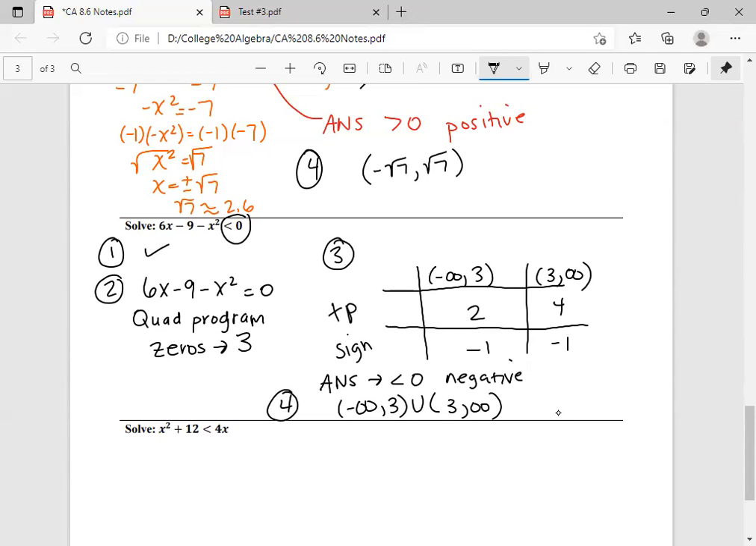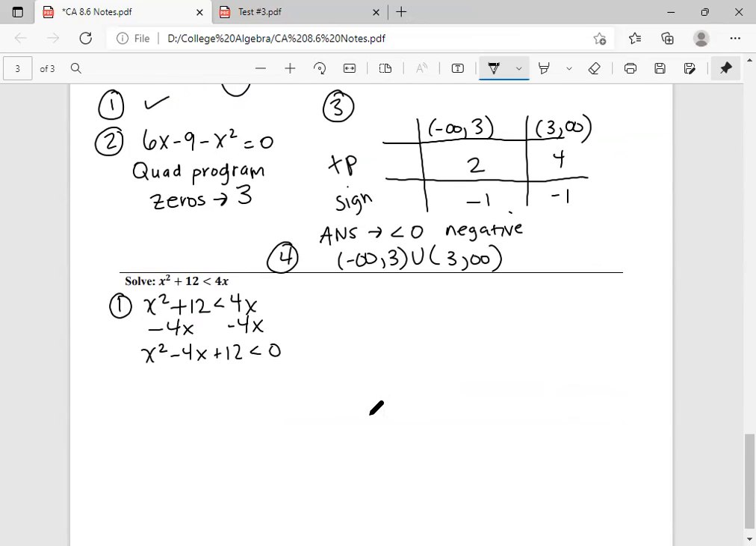Okay. We have one more. This one is not so nice because it is not solved for 0 on one side. So I'm going to have to take care of that by subtracting 4x. So I would get x squared minus 4x plus 12 is less than 0. Now I've got 0 on one side of my inequality. Step number 2, I need to find the zeros of this function. So I want to think of things that multiply to -12 and add to -4. And there's not anything that I can think of.